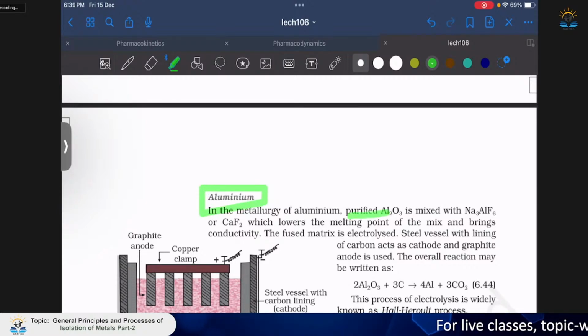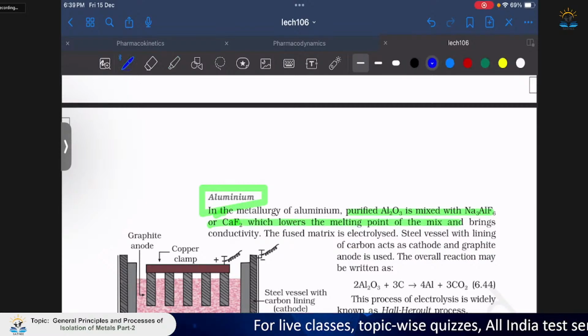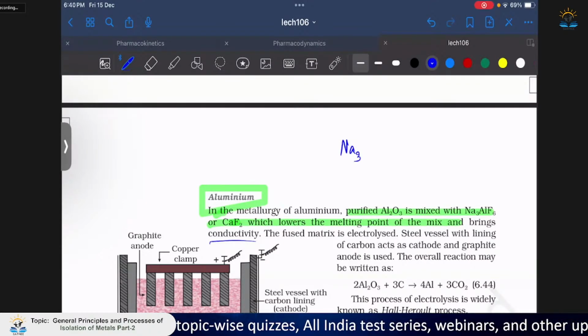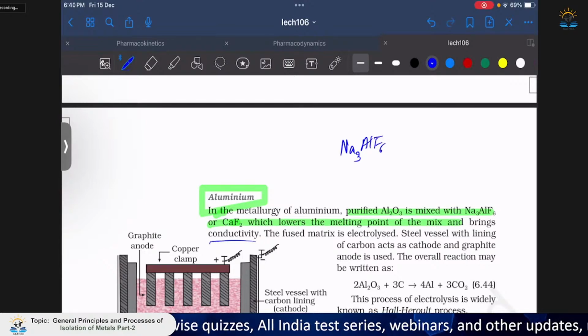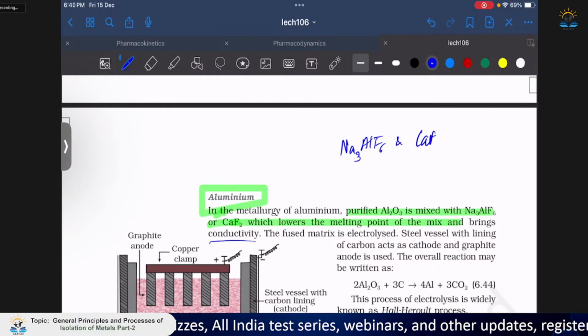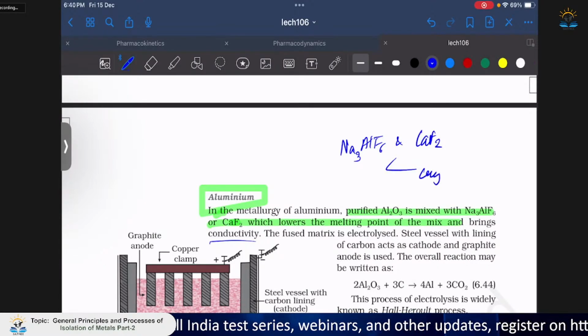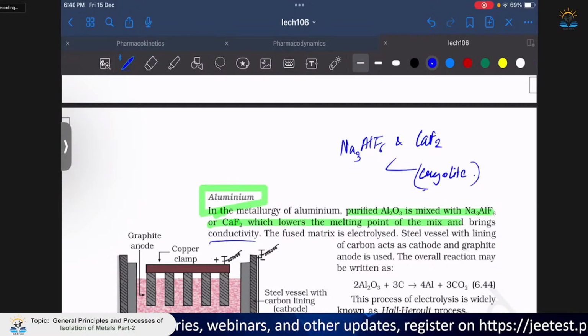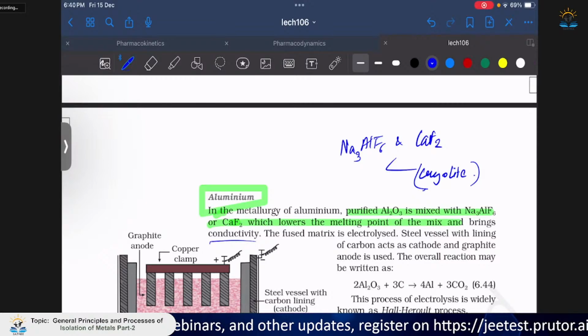Now, purified Al2O3 is mixed with Na3AlF6 and CaF2. They cause the lowering of melting point and increase the conductivity. Na3AlF6 is called cryolite. It is added to lower the melting point and increase the conductivity. They might ask you this in exams.